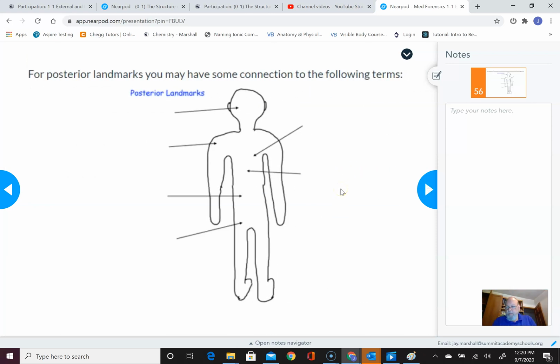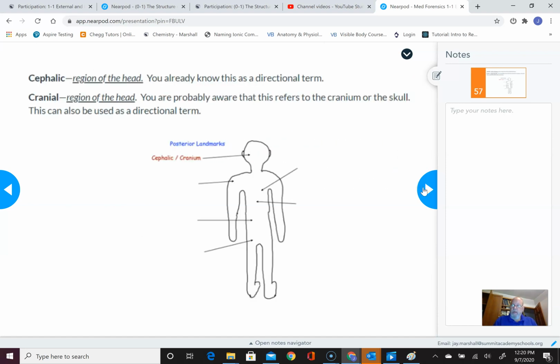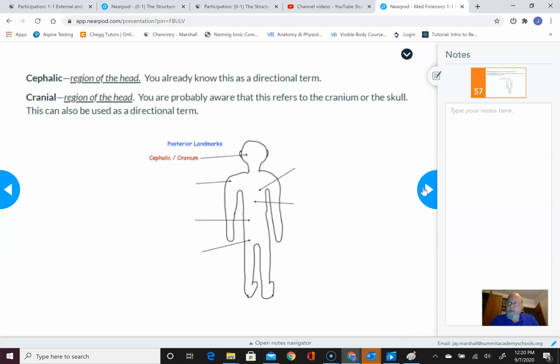So now we can go to the posterior surface, the posterior landmarks. You may have some connection to the following terms. We're already familiar with the term cephalic. That's a directional term as well. And so the cephalic region of the body is the head region. We also call that the cranial region, or the cranium.